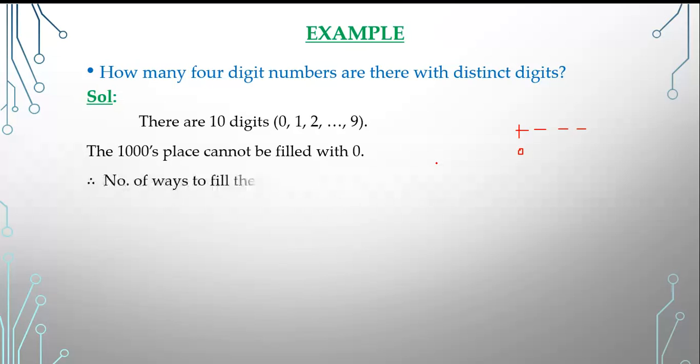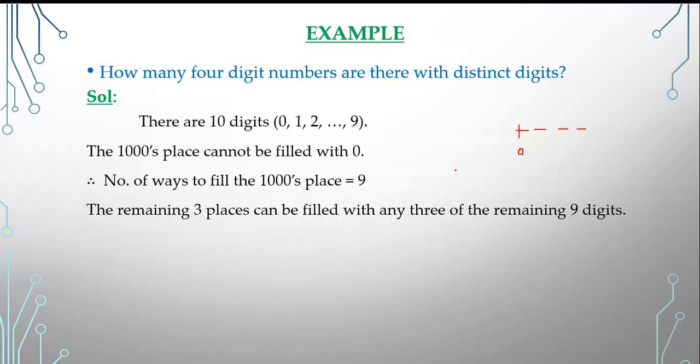So the number of ways to fill the 1000's place is 9, because out of 10 digits, 9 options are there, excluding the 0. So we can fill it by any of the 9, right? Now the remaining 3 places can be filled with any 3 of the remaining 9 digits.